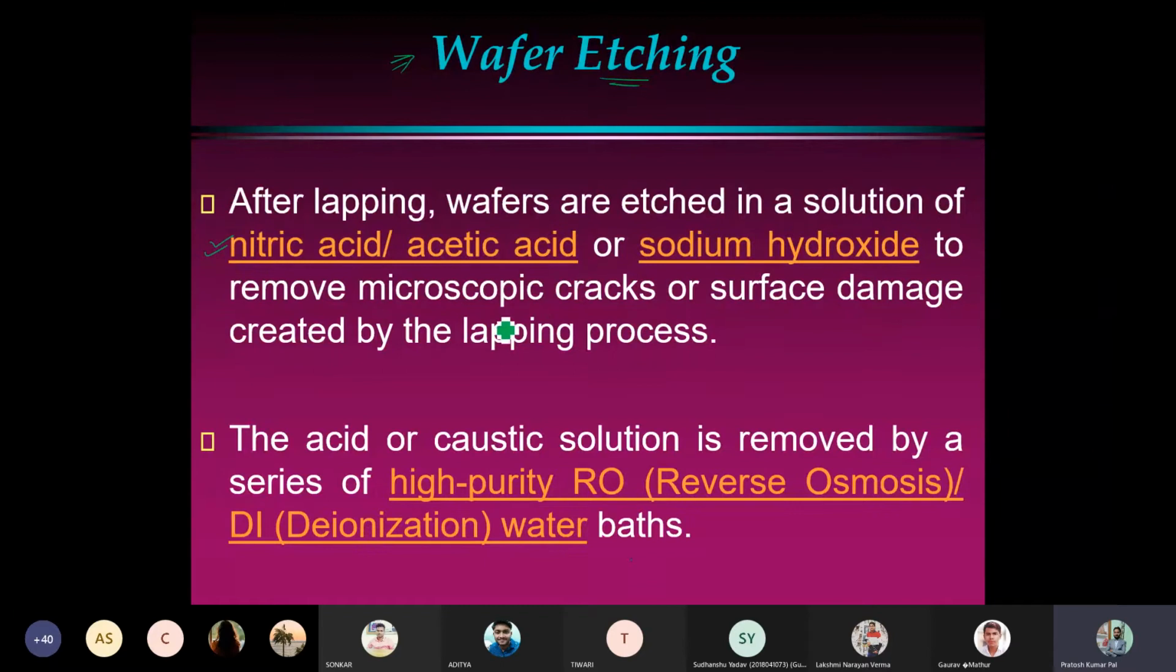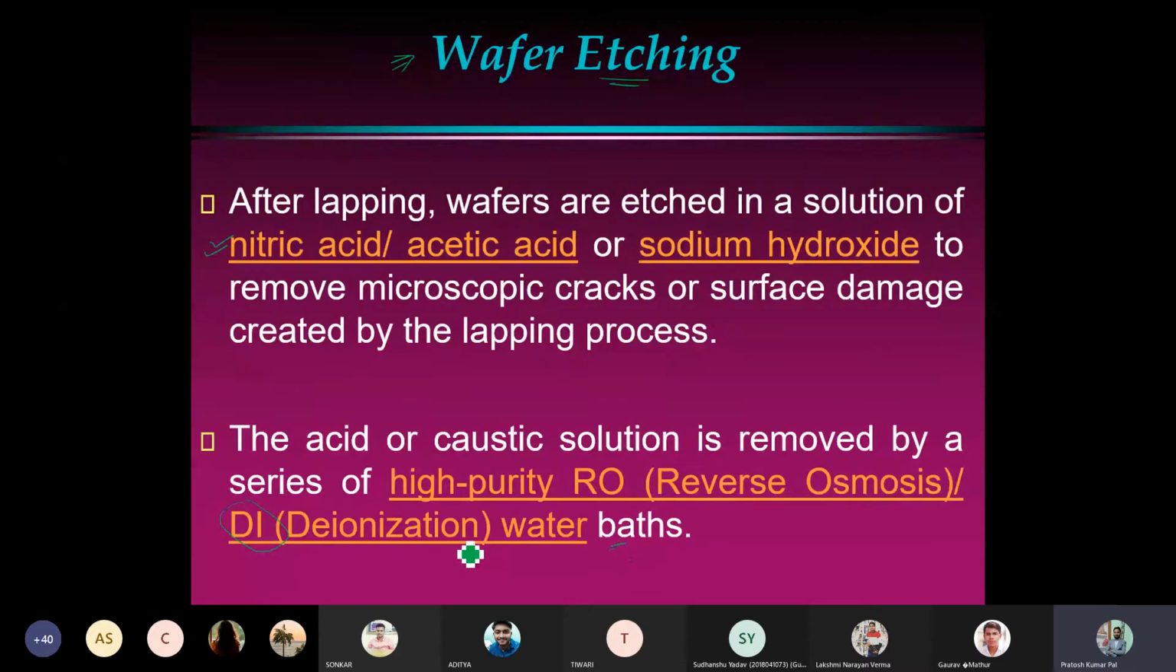Deionization is generally called DI. So deionization water will be used, and this bath to the wafer will remove the acidic content on the surface of the wafer after etching. So after etching we will be performing a bath by using reverse osmosis or deionization water. So once we have done the etching and removed the chemicals that we used for etching, now we will be doing the wafer polishing.